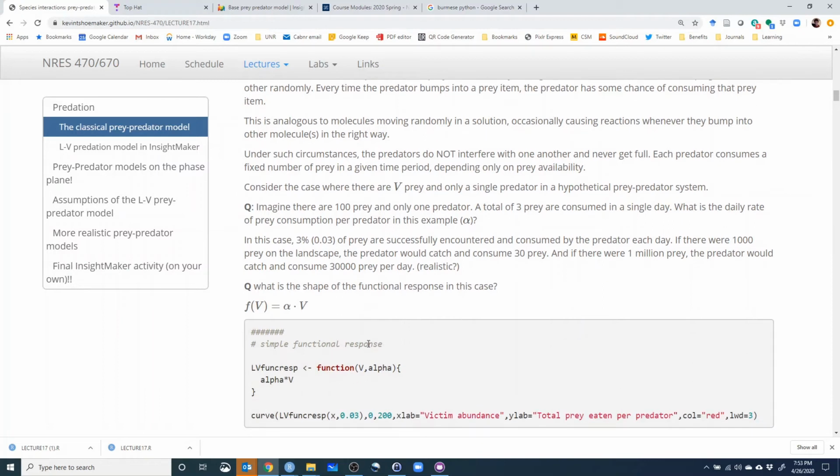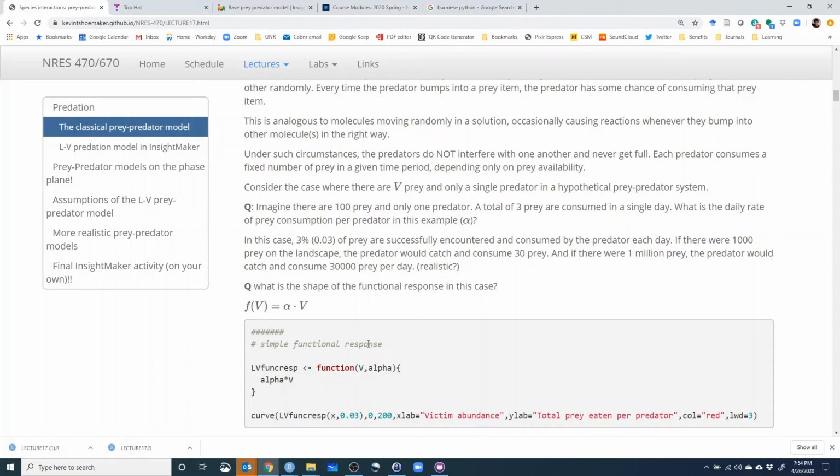We can think of prey and predator in this system as like molecules in a solution, or molecules moving through the air, occasionally bumping into other molecules, and when they do, there's a reaction potentially. In just the same way, prey and predator may bump into each other, and when they do, the predator consumes the prey.